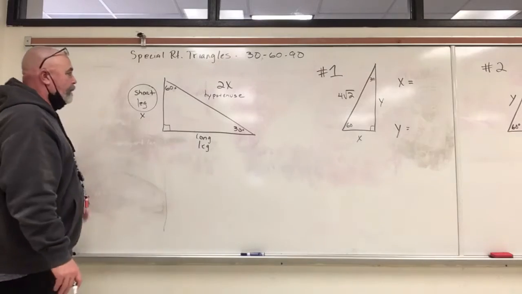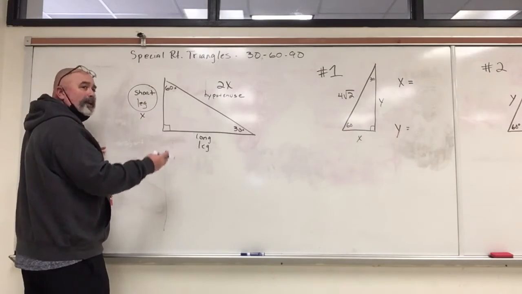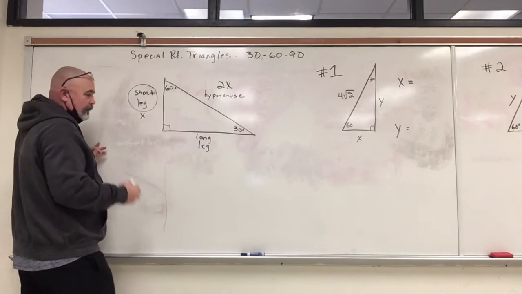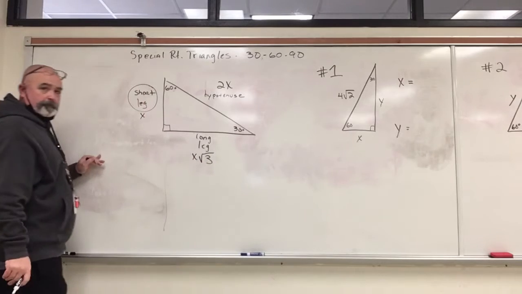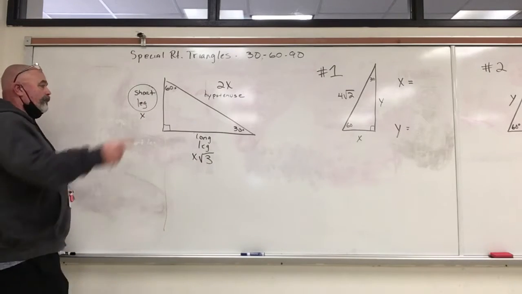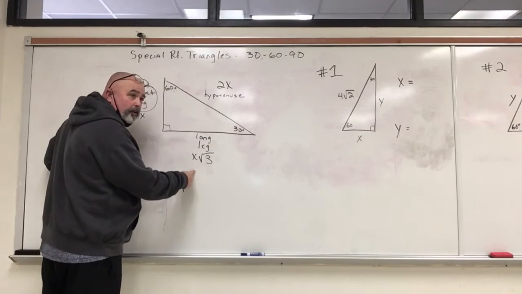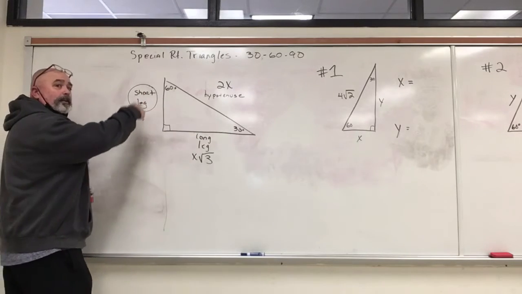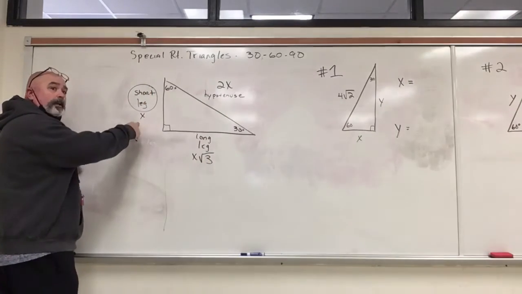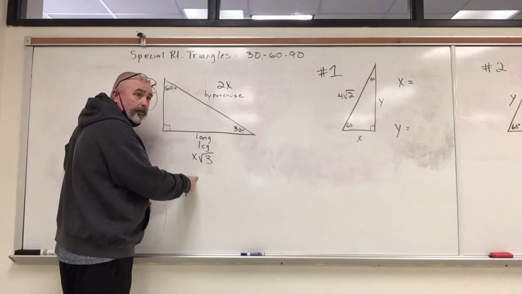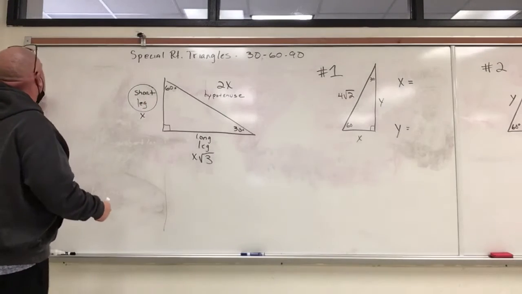All right? The long leg is square root of 3 times the short leg. So it would be x times the square root of 3. So if this is 2, this is 2 square root of 3. If this is 3, this is 3 square root of 3. If this is 10, this is 10 square root of 3. Okay, does everybody understand? All right, let's write that down.